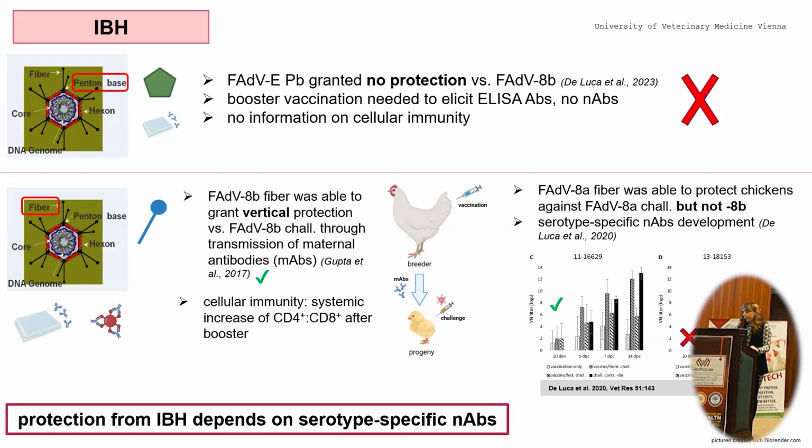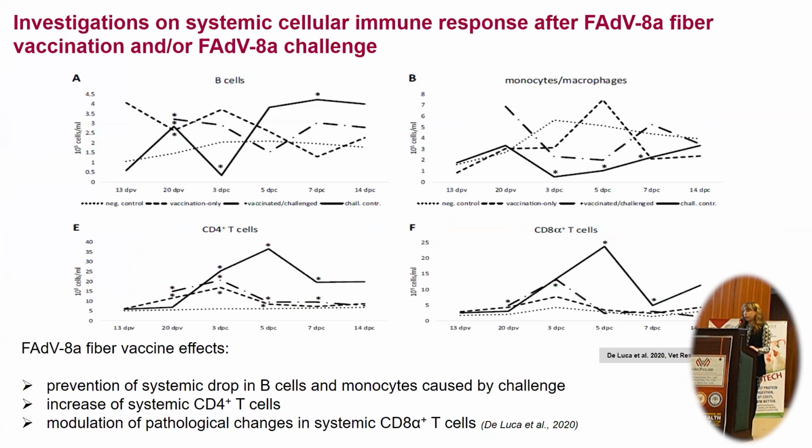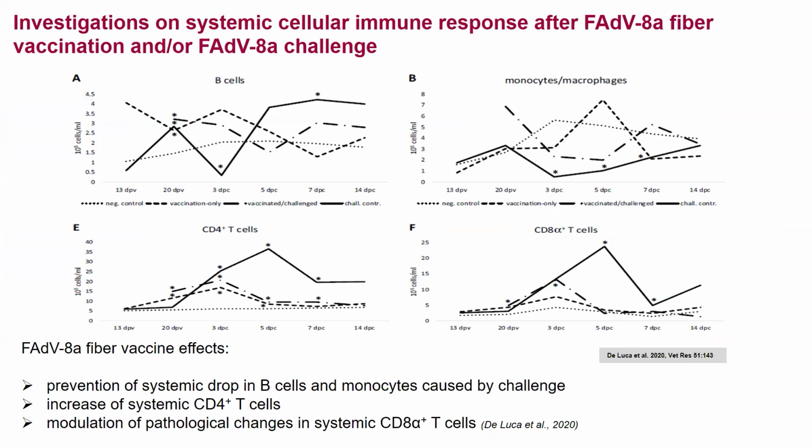So the information I got at the time from this was that protection from IBH depends on serotype-specific neutralizing antibodies. In that case, we also did a pretty extensive investigation of the systemic cellular response after vaccination with fiber 8A. And what we saw is that the vaccine prevented a systemic drop of the B cells and also the monocyte macrophages that was caused by the challenge.